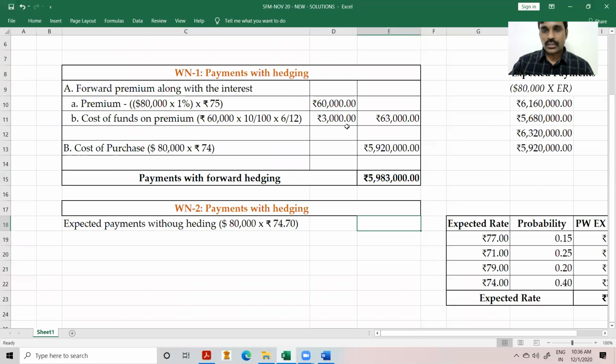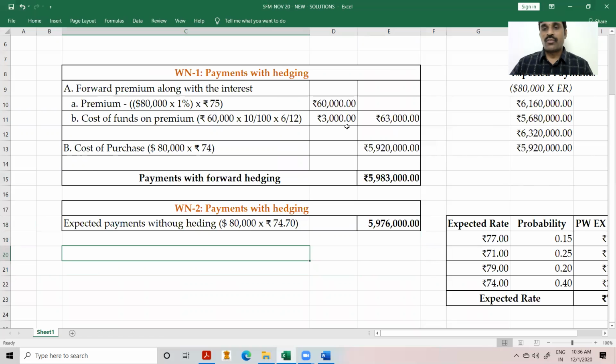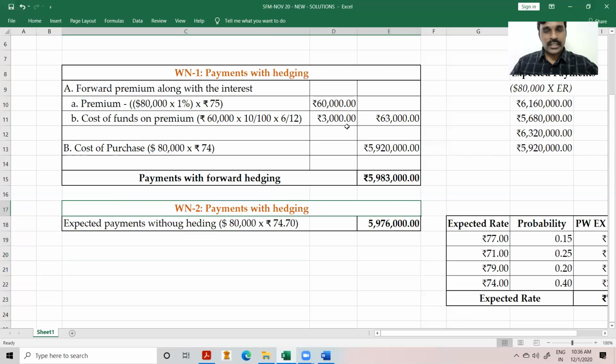So this is how most of the students will present in the exam. 59 lakhs 76,000. This is the expected payments. Then what is our answer? Working note 1, payments with hedging is 59 lakhs 83,000. Payments without hedging is 59 lakhs 76,000.